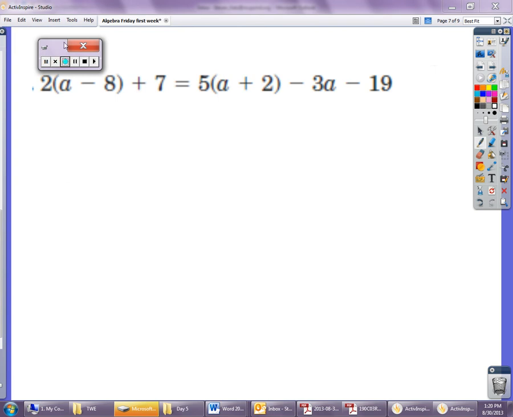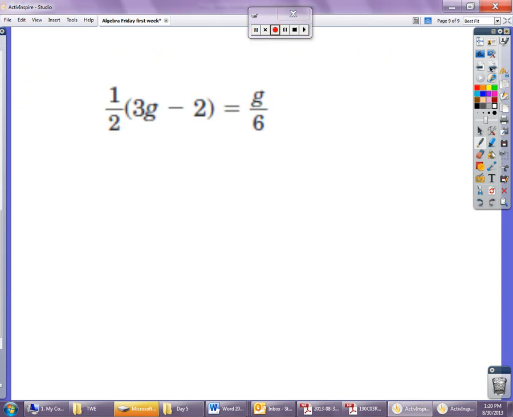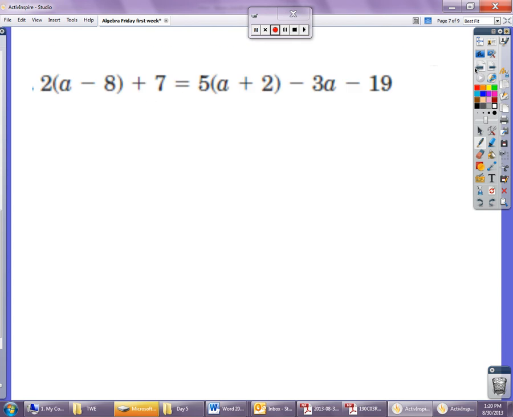I just wanted to run through the two problems that we did in class in case you needed a little more explanation than what you got with your partner group. The two problems, this was one of them, and there was another one that looked just like this. So we're going to do this one first.